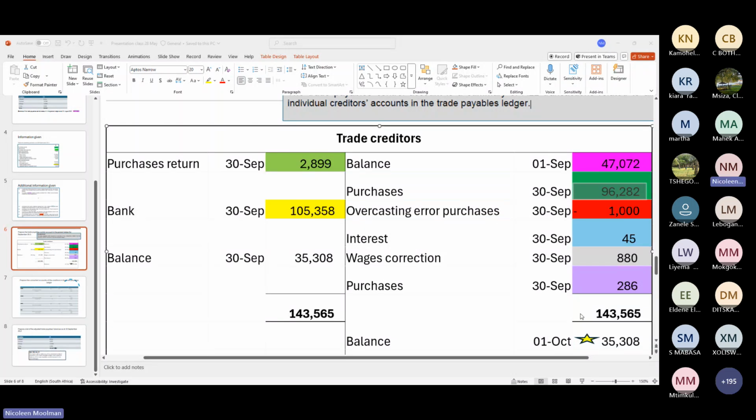Is the bank contra account for trade creditors? Yes, that's the bank contra account for the payments that we made to creditors. That's correct.